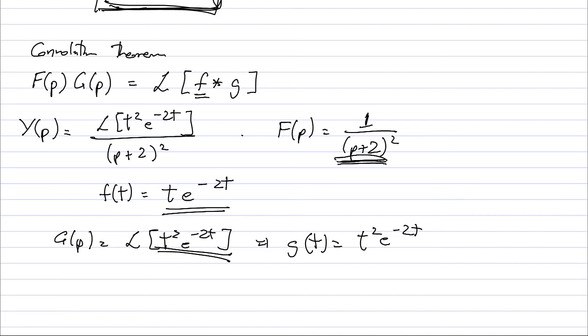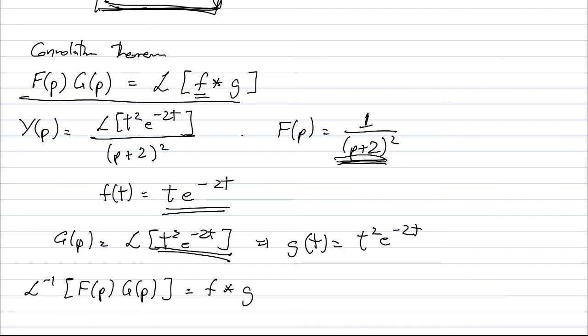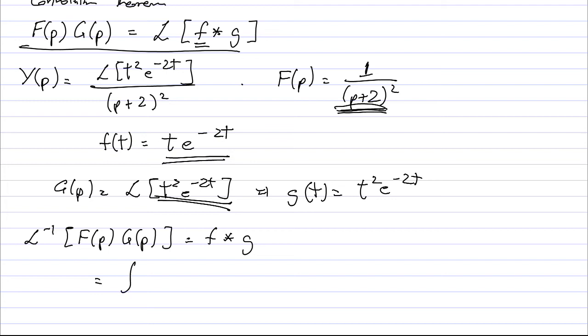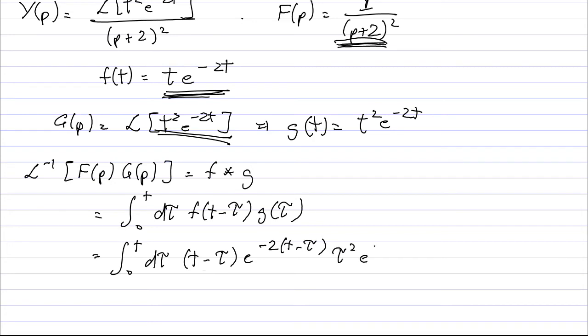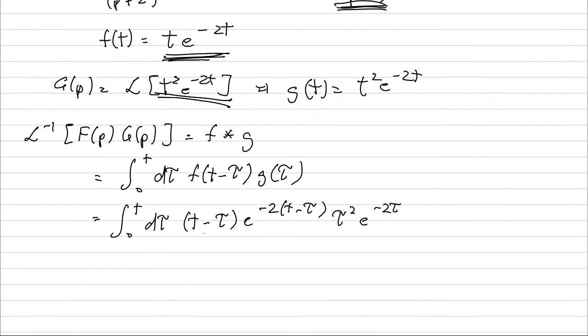So we know from the convolution theorem that the inverse Laplace transform of capital F of p times capital G of p is given by the convolution of small f with small g, and by definition this is the integral from 0 to t d tau f of (t minus tau) g of tau. Let's plug in what we have. f of (t minus tau) is (t minus tau) e raised to power minus 2 (t minus tau), and g of tau is tau square e raised to power minus 2 tau.